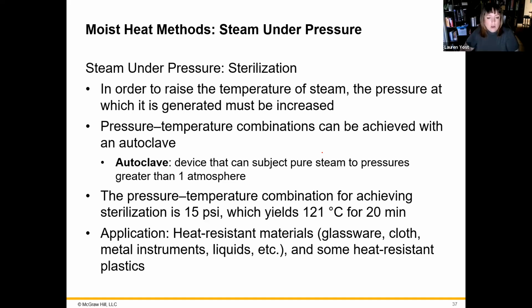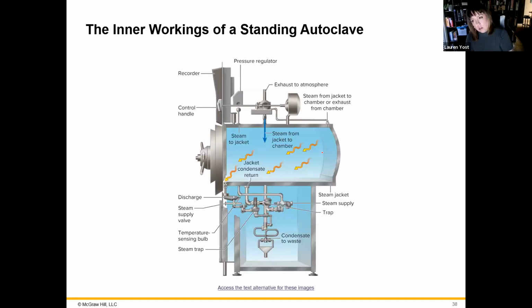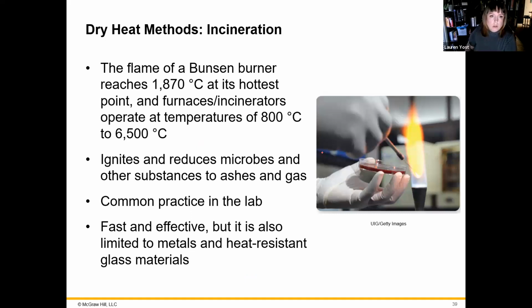That's the idea. So we can use this for heat resistant materials. This will be glassware, cloth, certain metal instruments, liquids, and other things. And there will be some heat resistant plastics as well that can go through this. It just depends, but this can be quite degrading to certain materials. So you can't always use this on everything. Additionally, it has to touch the surface in order to sterilize it. So if it can't get inside of something, that inside part will not be sterilized. So it has to be touched by that moisture, that steam, in order for it to actually work. So this is just the setup of an autoclave, and essentially how it would work, but we're just injecting steam into a pressurized chamber and then heating it up to sterilize.